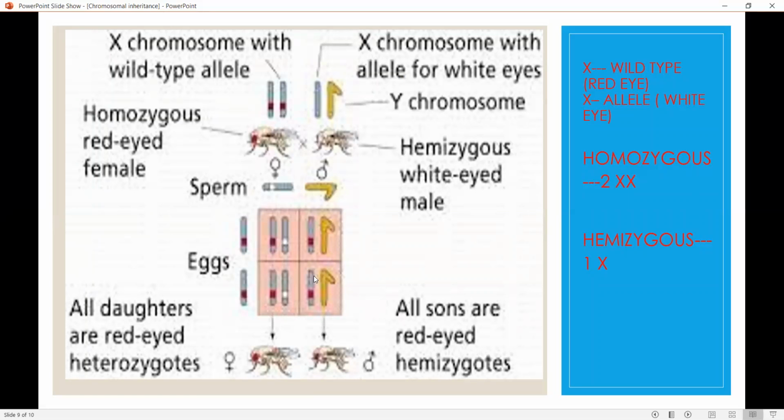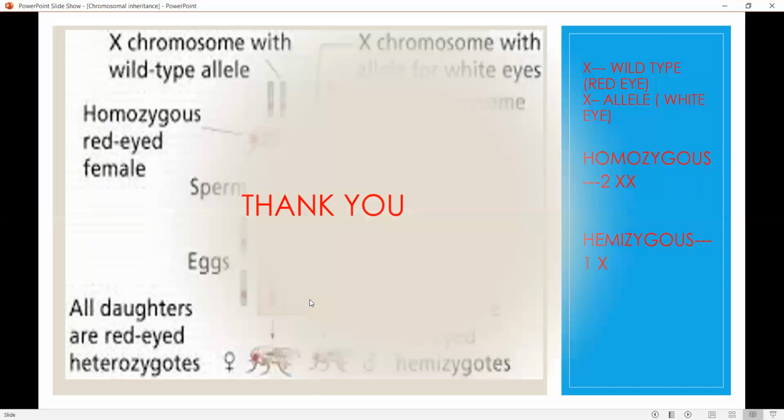But in the case of male, here it is also red eye. They exhibit the characteristic of red eye because the red eye gene is on the X chromosome, not on the Y chromosome. So the male offspring are always with red eye. But here we call it hemizygous because only one X chromosome bears the characteristic.